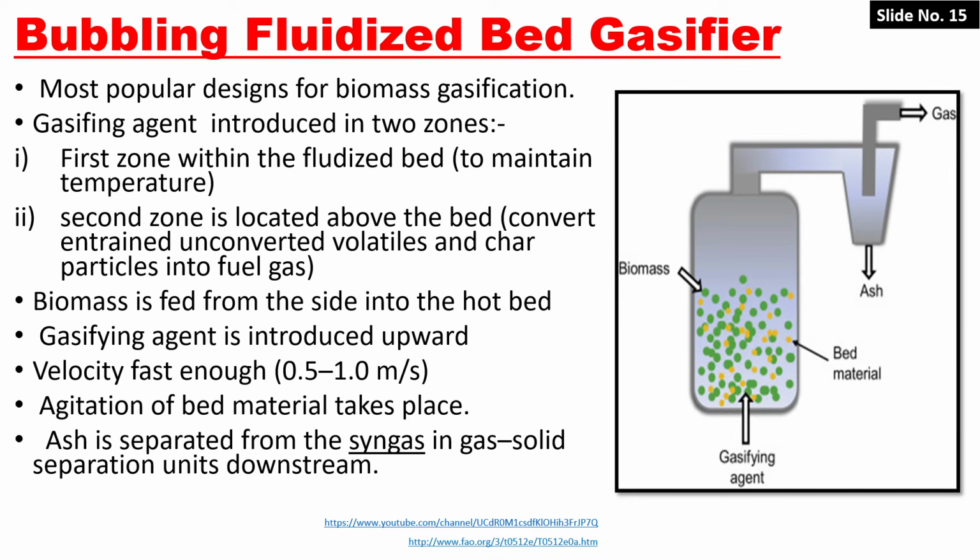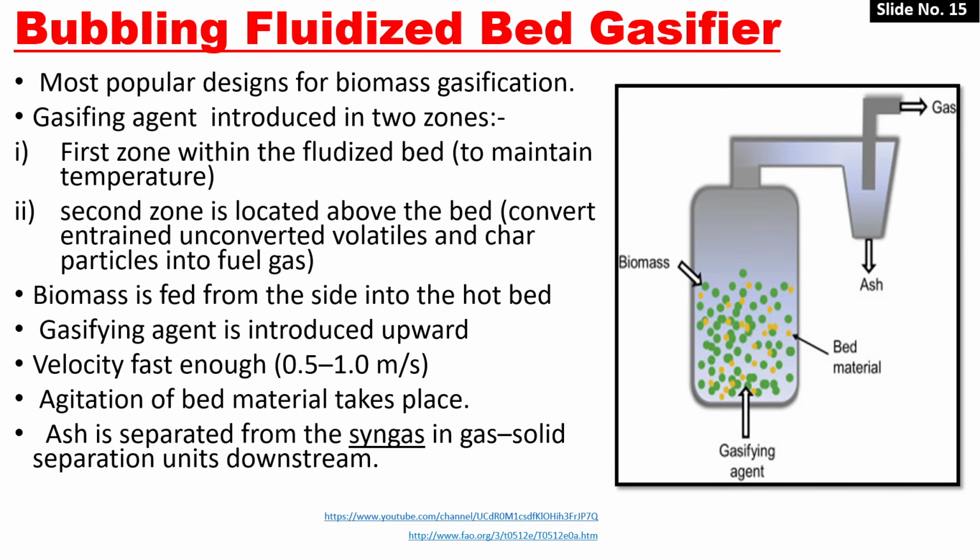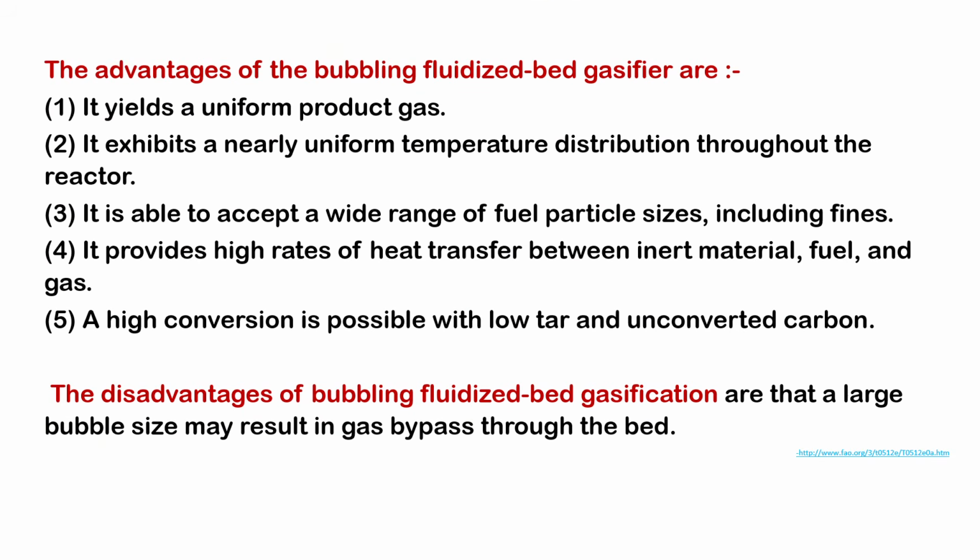Biomass is fed from the side into the hot bed, where devolatilization occurs. Char particles and volatiles are gasified and cracked by contact with the hot fluidized bed. Additional gasifying agents can be supplied in a second zone located above the bed, with the aim of converting entrained unconverted volatiles and char particles into fuel gas. A final flue gas with low to medium tar content is produced. Ash is separated from the syngas by solid separation units downstream.